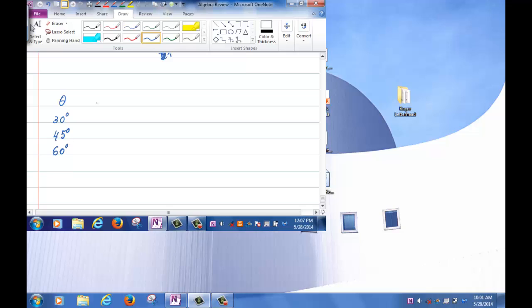And then here, horizontally, I'm going to write down the values of the sine function, sine theta, cosine theta, tangent theta, cosecant theta, secant theta, cotangent theta. Okay, so now let's go up.